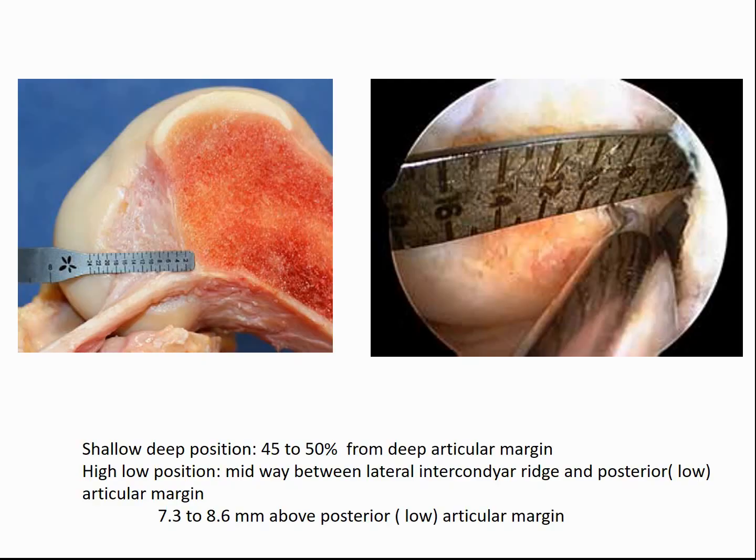Anatomical studies have demonstrated that the high-low position of the center of the ACL femoral attachment site is located around 7.3 to 8.6 mm above the inferior articular cartilage border. This position can be achieved by positioning the tip of the microfracture awl midway between the lateral intercondylar ridge, or the superior border of the ACL footprint, and the inferior articular cartilage border.